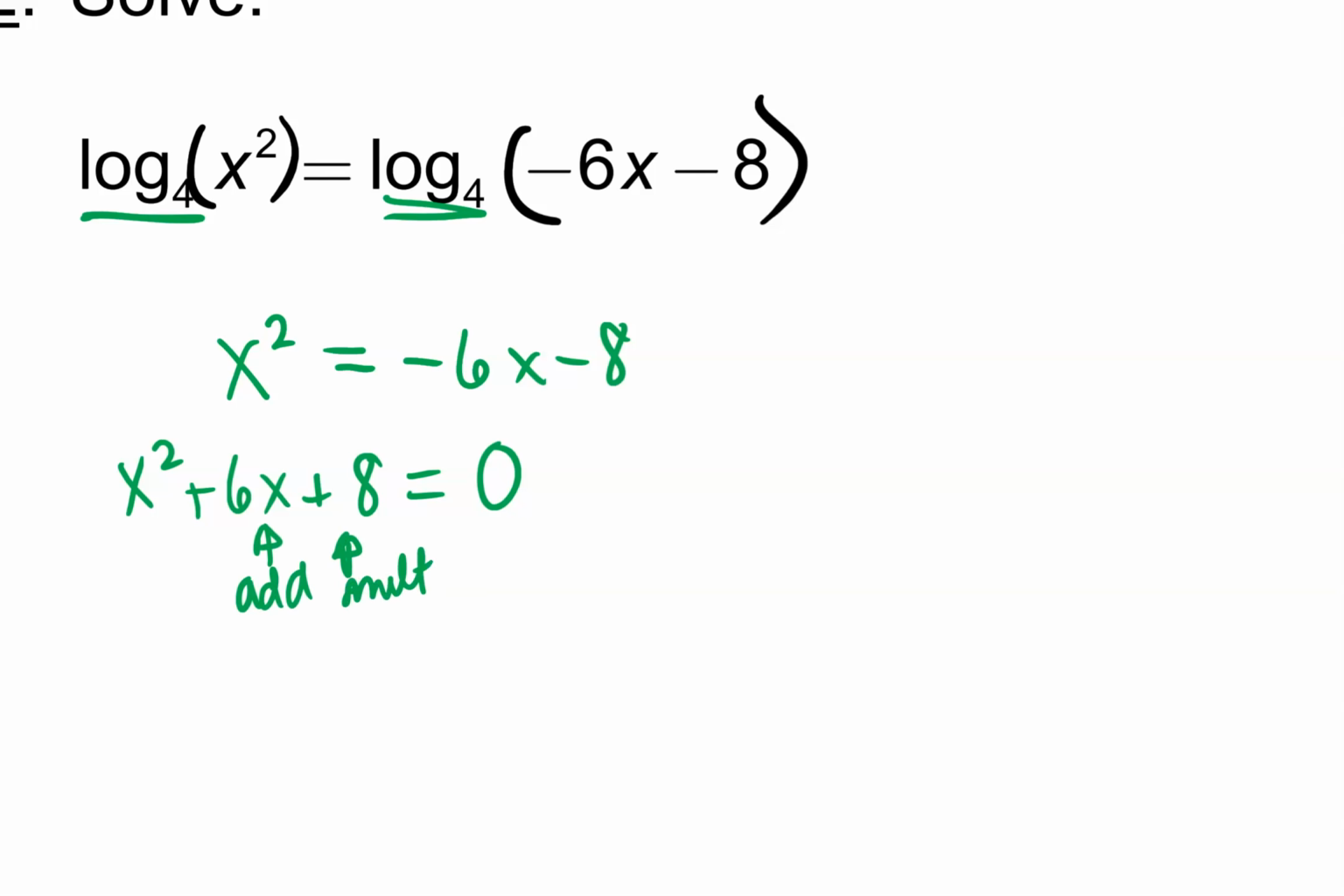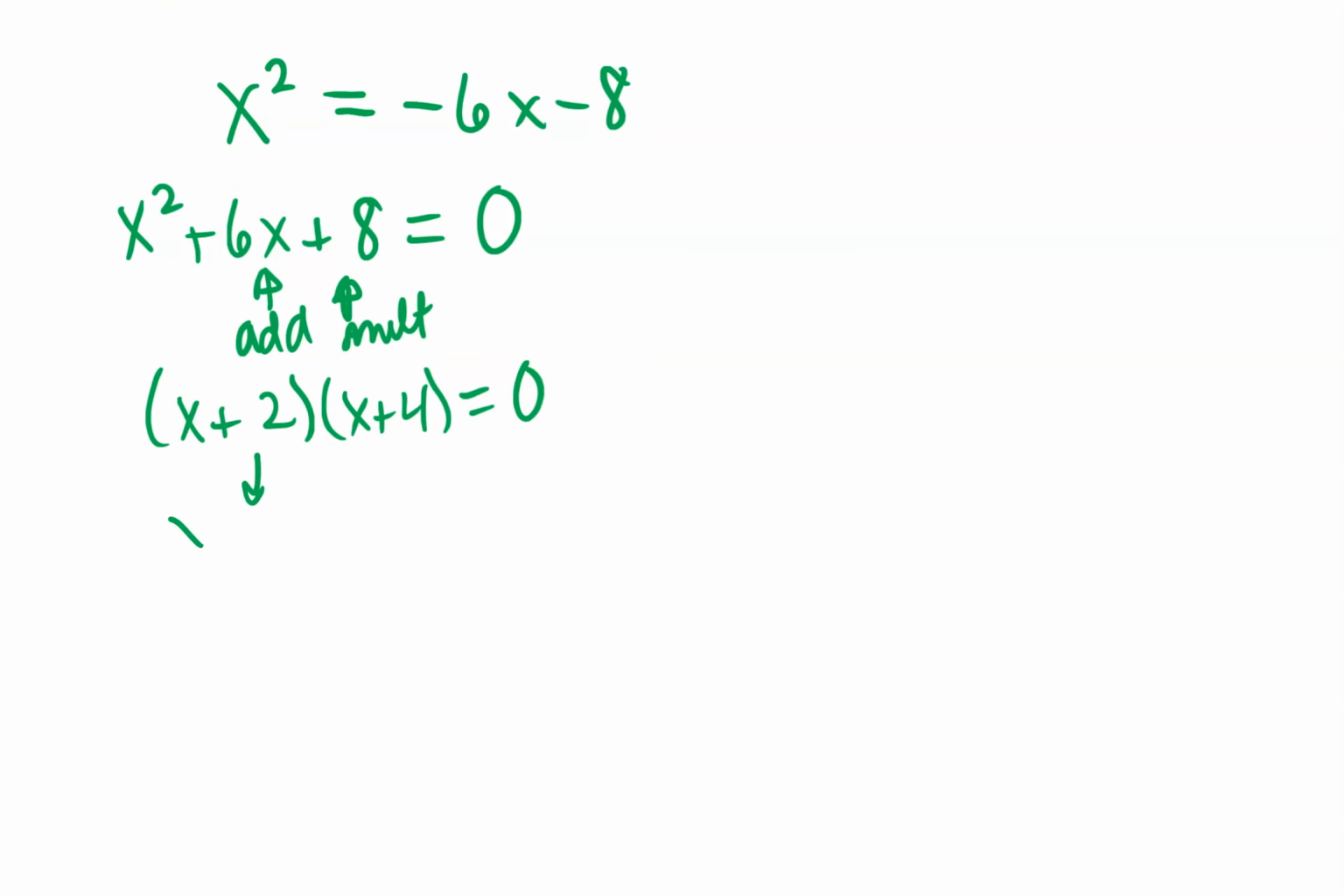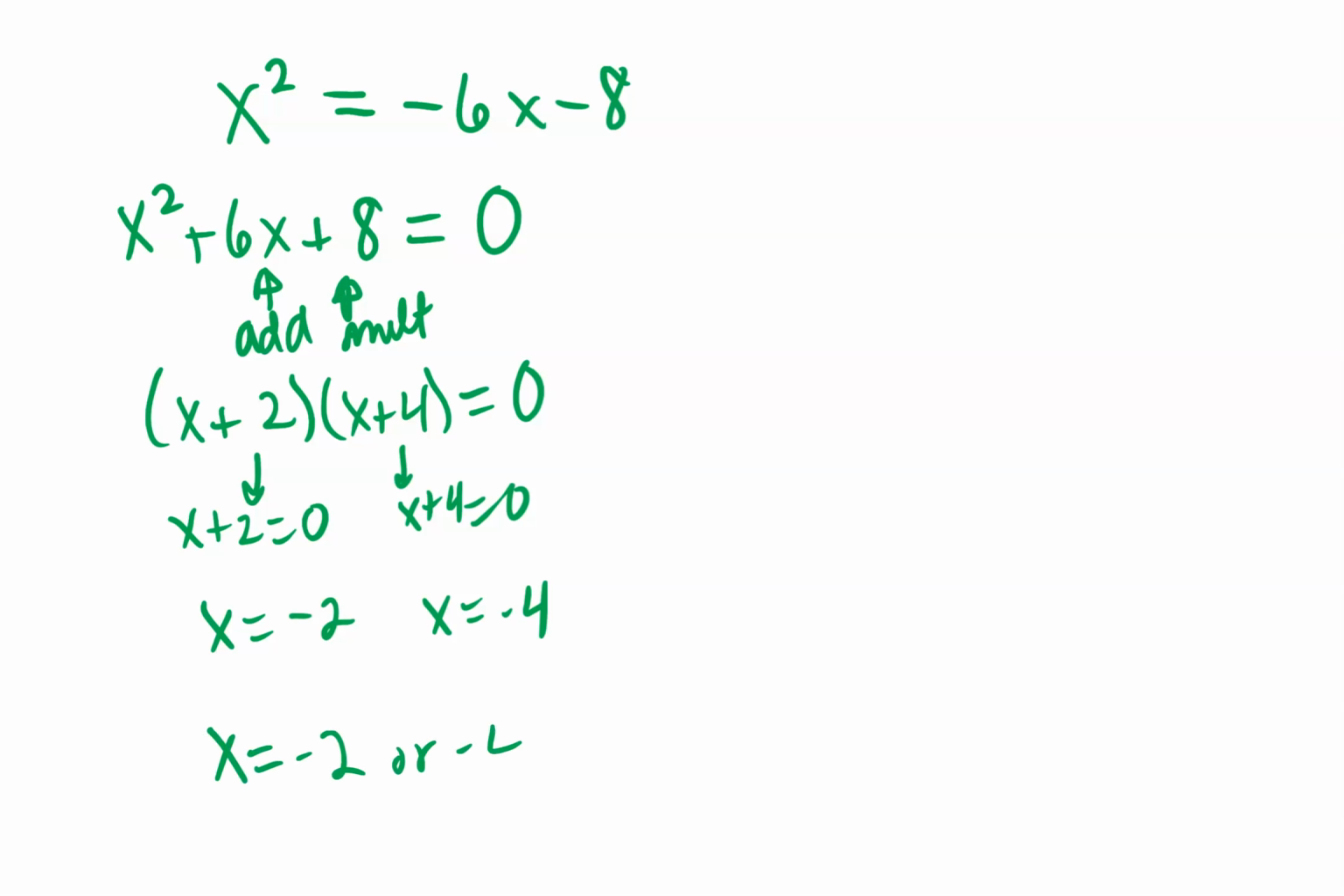This is from chapter 4. So adds to 6, multiplies to 8, that'd be 2 and 4. So I could have x plus 2, x plus 4 is equal to 0. Set each of these factors equal to 0. So x plus 2 is equal to 0, so x equals negative 2. And x plus 4 is equal to 0, so minus 4 on both sides, x equals minus 4. So x is equal to negative 2 or negative 4.